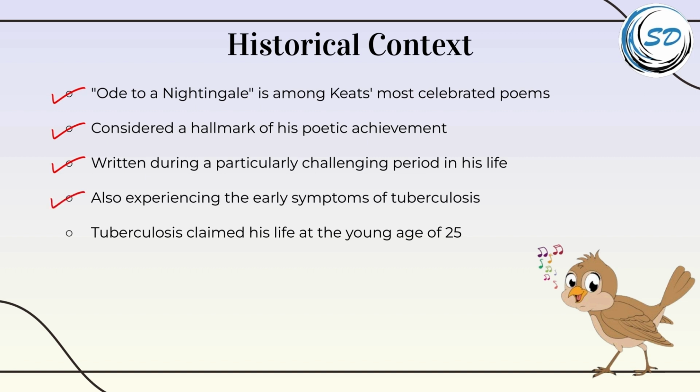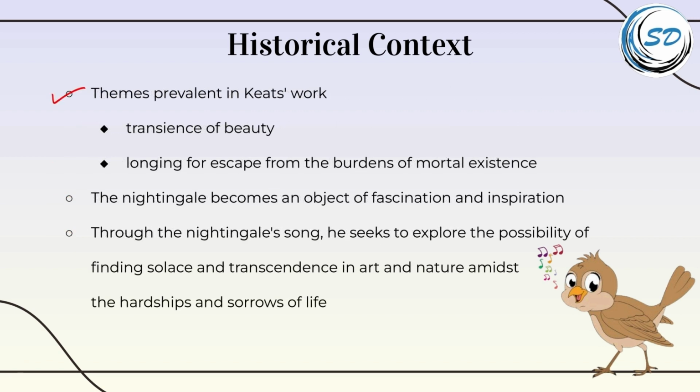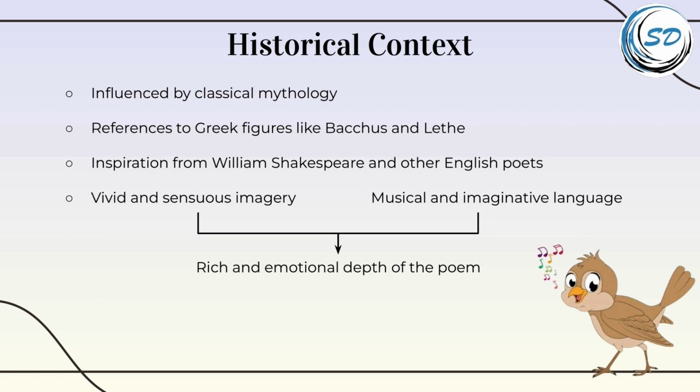Keats was also experiencing the early symptoms of tuberculosis, a disease that would eventually claim his life at the young age of 25. The poem reflects the themes prevalent in Keats' work, such as the transience of beauty and the longing for escape from the burdens of mortal existence. The nightingale, a symbol of nature's transcendent beauty and the immortal spirit, becomes an object of fascination and inspiration for the poet. Through the nightingale's song, Keats seeks to explore the possibility of finding solace and transcendence in art and nature amidst the hardships and sorrows of life.